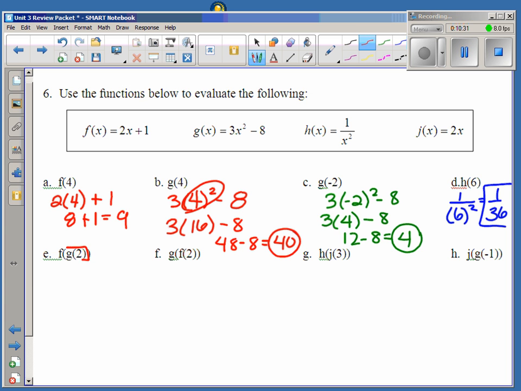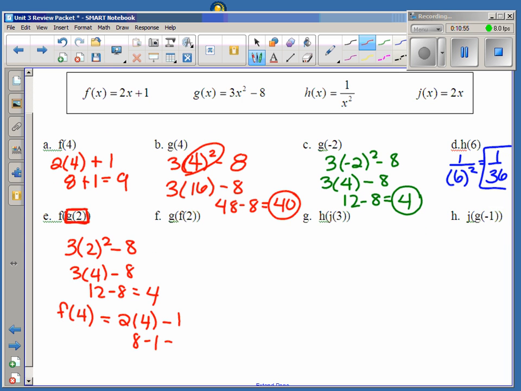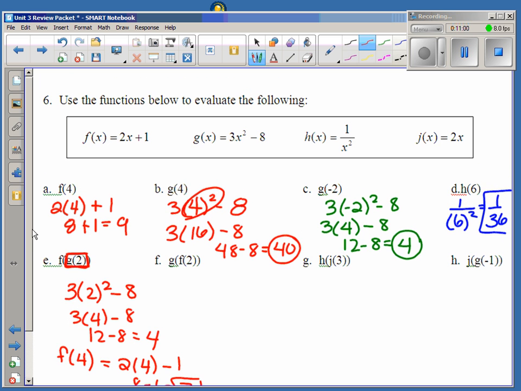You work your way out. So you have g of 2. You first find that. So you'd write 3 times 2 squared minus 8, which is 12 minus 8, which gives me 4. Since g of 2 is 4, I'm really finding f of 4 because I'm replacing g of 2 with 4. So I go to the f of x function and now plug my new input in, which becomes 8 minus 1, which is 7.